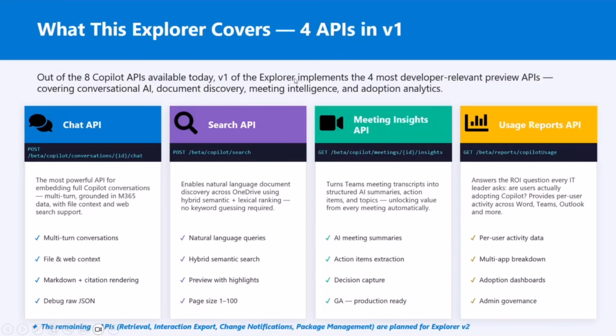So today, in terms of the web part, I've added support for these 4 APIs at the moment, where you can go and play around and see what is needed in terms of permissions, etc., and how to set it up and how to run. So first of all, the chat API, which we've already seen. Then we have the search API, meeting insight API, and then the usage API.